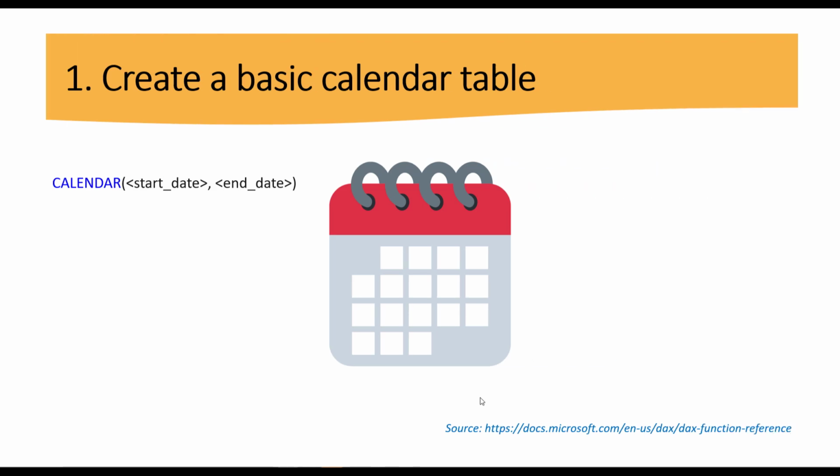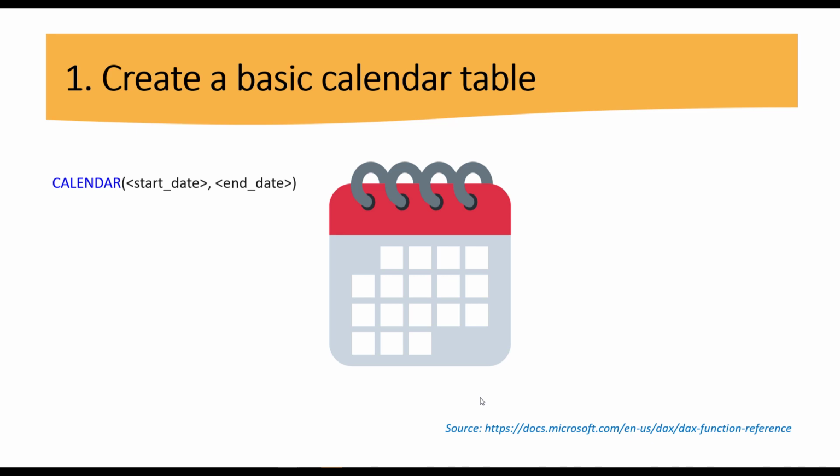So now we need to create a basic calendar table. A calendar table is really important for a couple of reasons. It gives the model the flexibility to perform time intelligence calculations. For example, you can create relationships between a date table or calendar table and other tables in the model, right? And also you can slice data by using one of its columns, which is the date column.